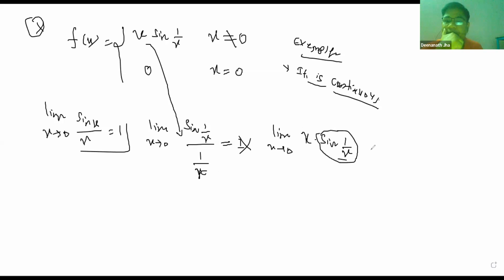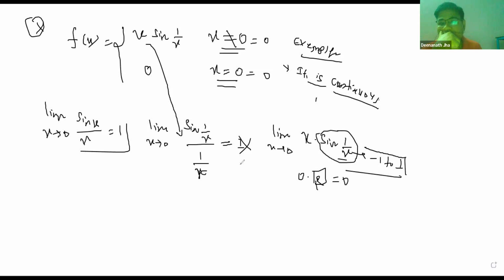And it will give real values from where to where? Minus 1 to 1. Only sine 1 by x. Yes or no? Yes. So 0 into any real value, it will be what value? 0. So, sir, its value will be 0 for x not equal to 0, and for x equal to 0 it is also given as 0, so it is continuous.